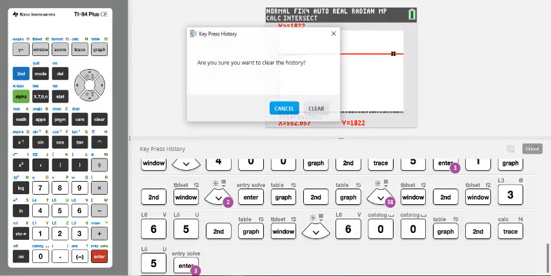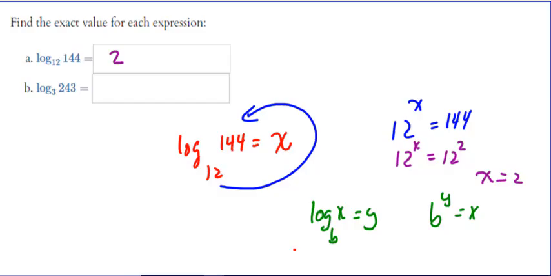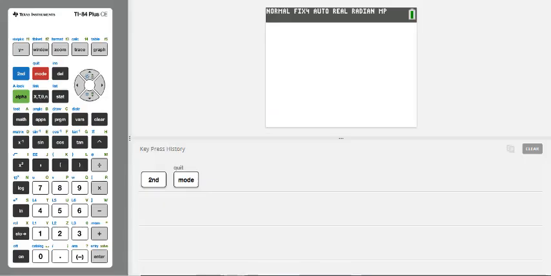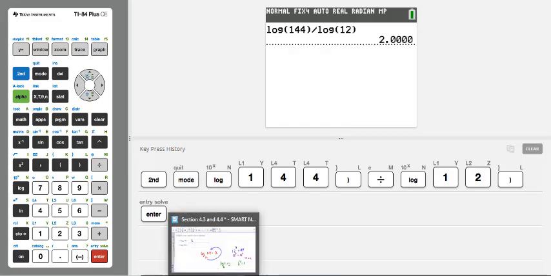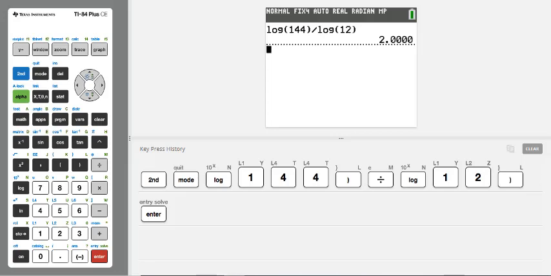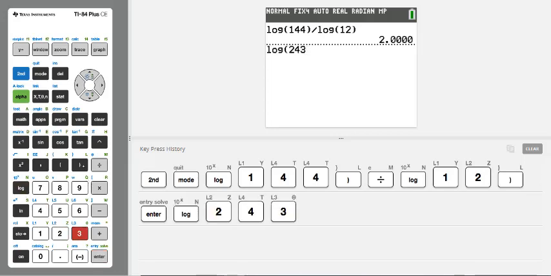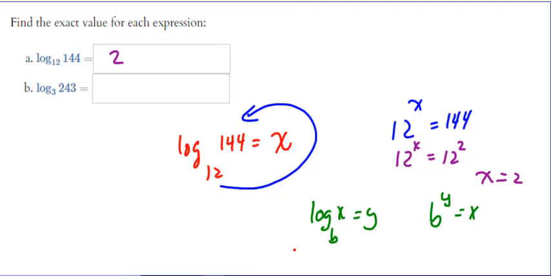Now, we're going to show you how to do this on the calculator. Let's get out of this and then quit. I got, let's see, 12 and 144. So it's the log of 144 divided by the log of 12. Ladies and gentlemen, that's 2. And then we can do another one, log base 3 of 243. So the log of 243 divided by the log of 3. We're doing change of base, right? And that's 5.